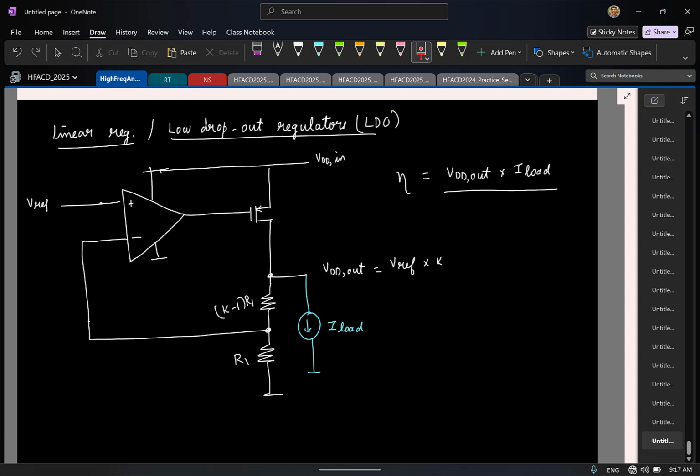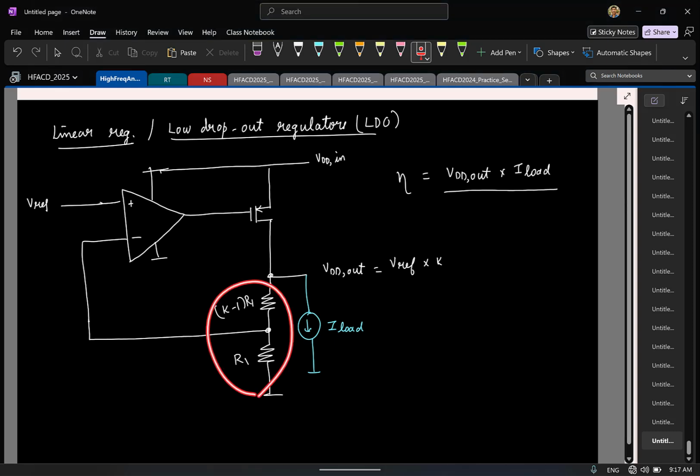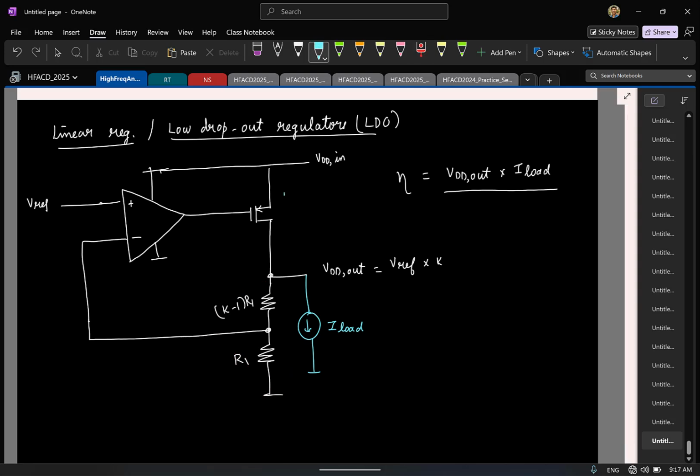Typically the current that you will be driving to the load will be significantly higher than whatever current you are drawing here. This current can be in the orders of a few tens of milliamps, hundreds of milliamps, or even a few amps depending on the circuit. So this current is typically significantly larger than what you have here, because you can have a very large R1 so that the current is small. If that is the case, what is the current flowing through this transistor approximately? This is I load approximately, right?